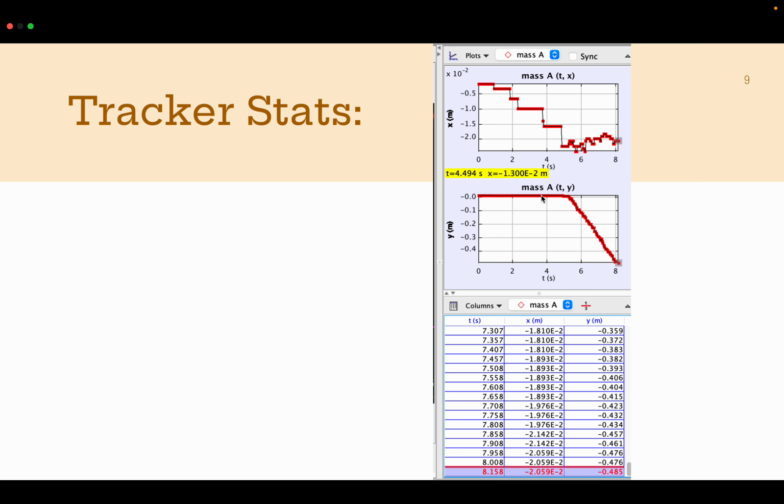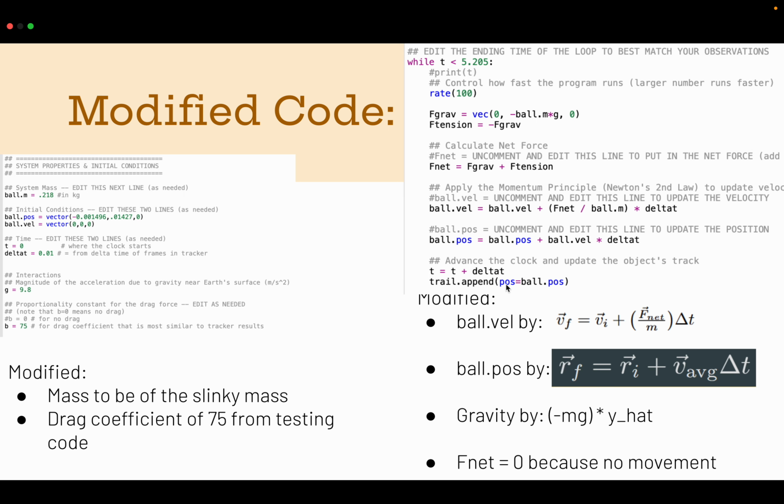The most important stat that we see here is this time versus Y graph. It's not shown here, but I'm going to use this data chart for the initial position in the code, right here, ball.position. This is pretty much where it is in frame 0 of the video. The ball.m I said was 0.218 kilograms because I think I just Googled it. B was the drag coefficient, and I said 75, and I got that from testing the code to see which graph most closely represented the tracker data. Here I have F gravity being 0, negative mg, 0. I'll get back to the tension.